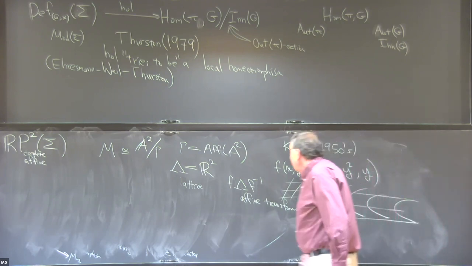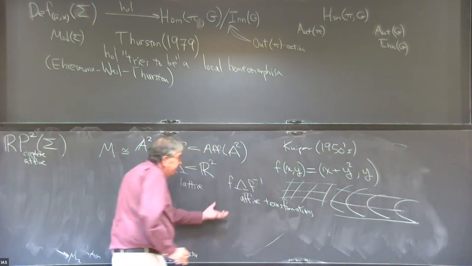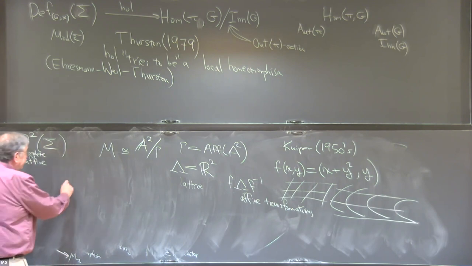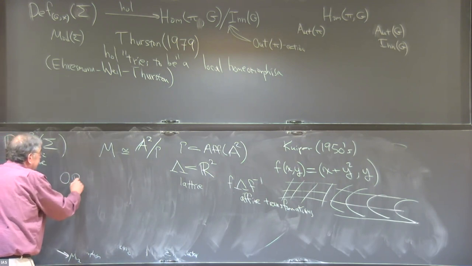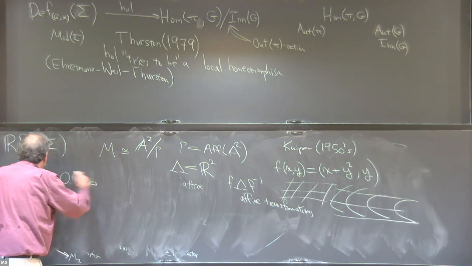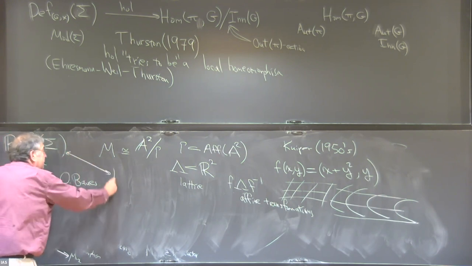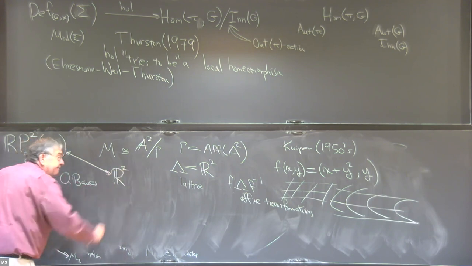So it's clear that this acts properly because it's topologically conjugate to the Euclidean structure. By Oliver Baues, this deformation space identifies with the Euclidean plane.